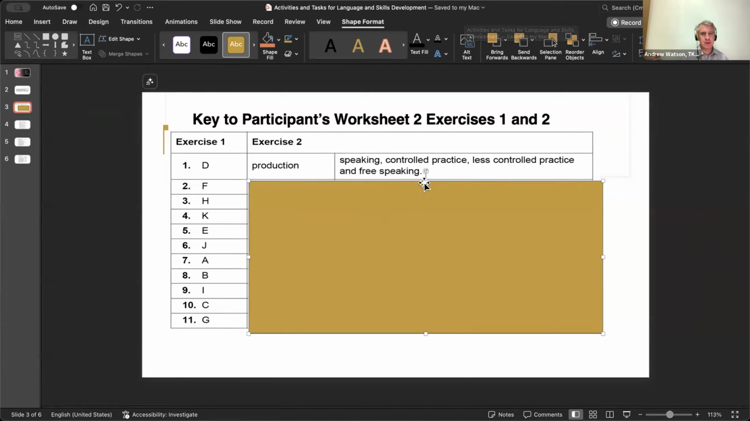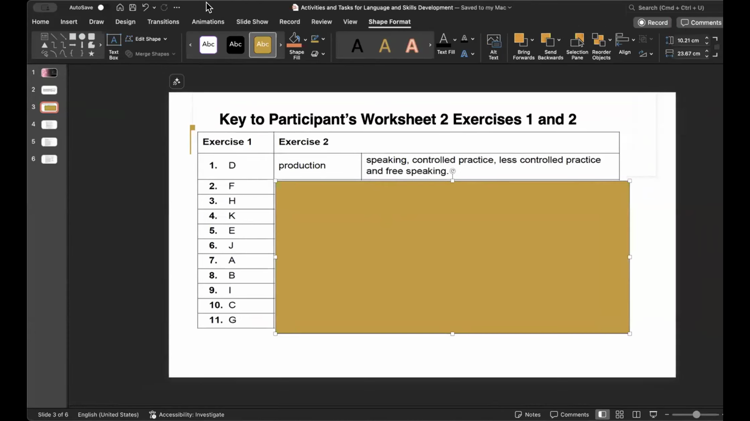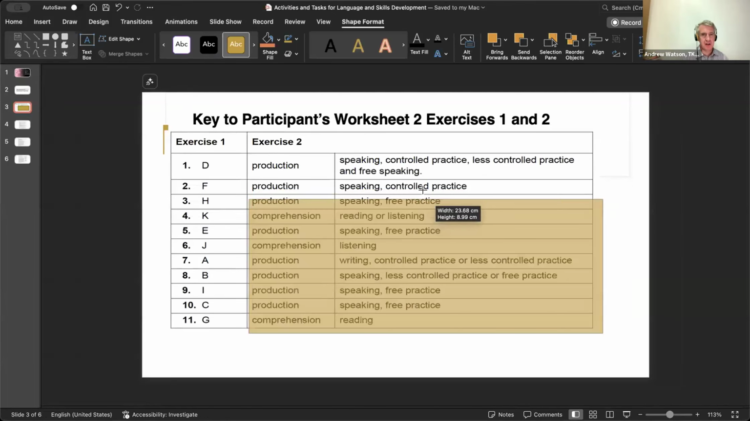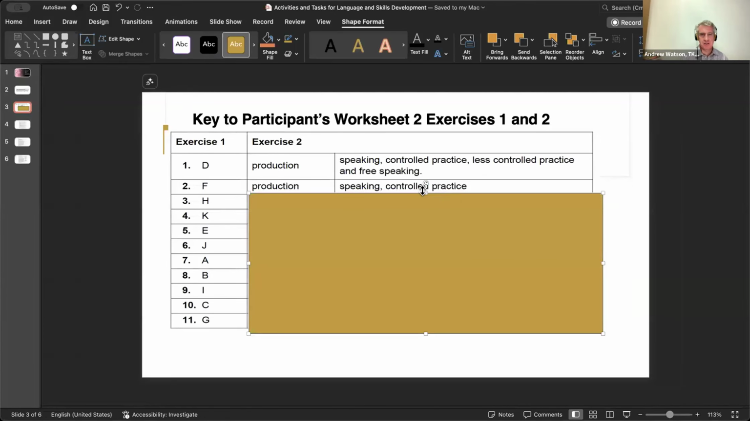What about number two? Is it comprehension, production, Vito? Just have a guess if you're not sure. Oh, that's production as well. Yeah, because it's speaking, isn't it? It's kind of controlled speaking, though, isn't it? Repetitive, a bit mechanical, even.